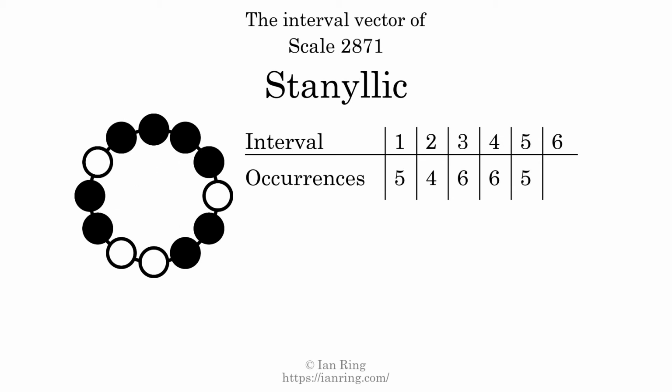There are 5 intervals with the size of 5 semitones. They are here, here, here, here, and here. There are 2 intervals with the size of 6 semitones. They are here, and here. Each interval does not appear in this scale a unique number of times, so this is not a deep scale.